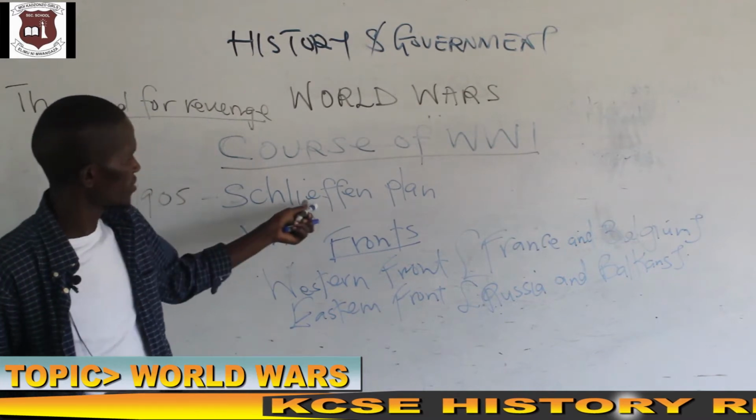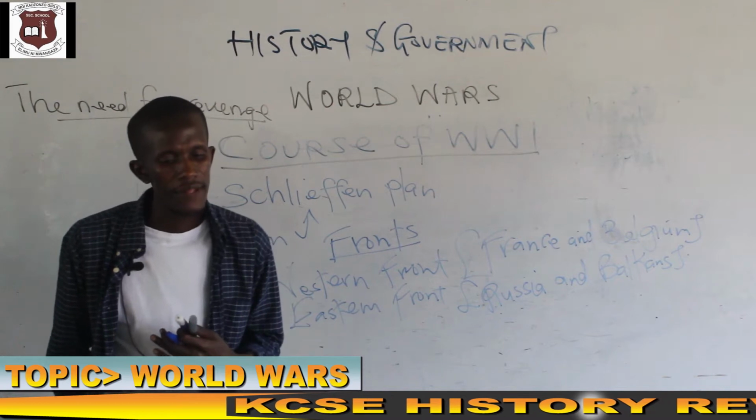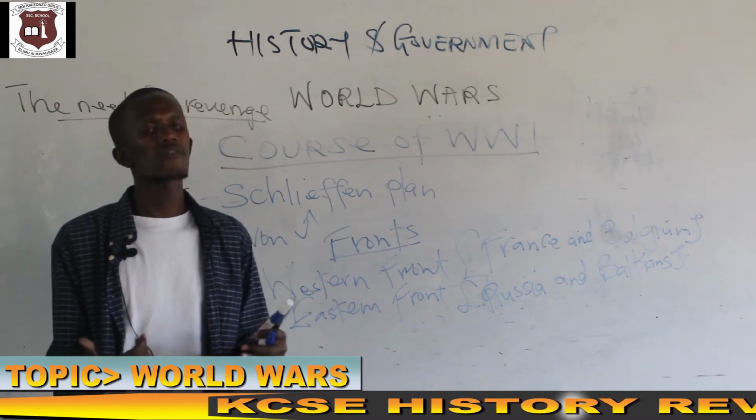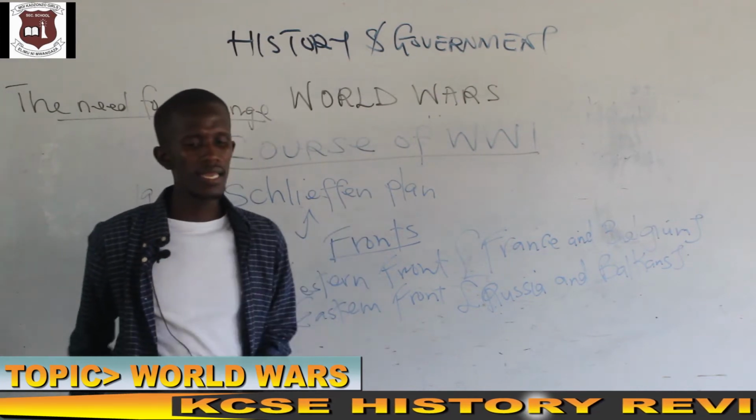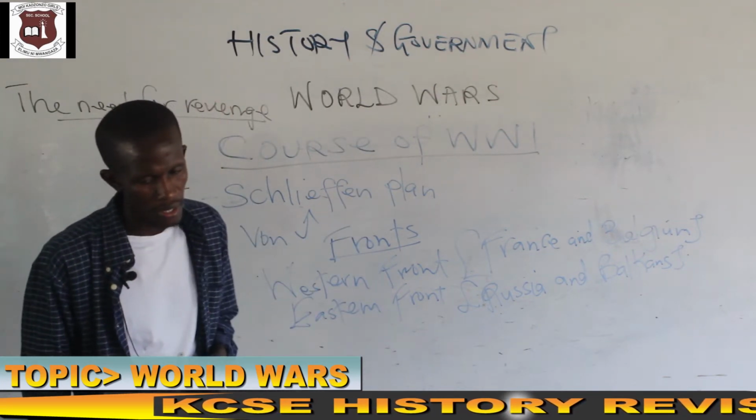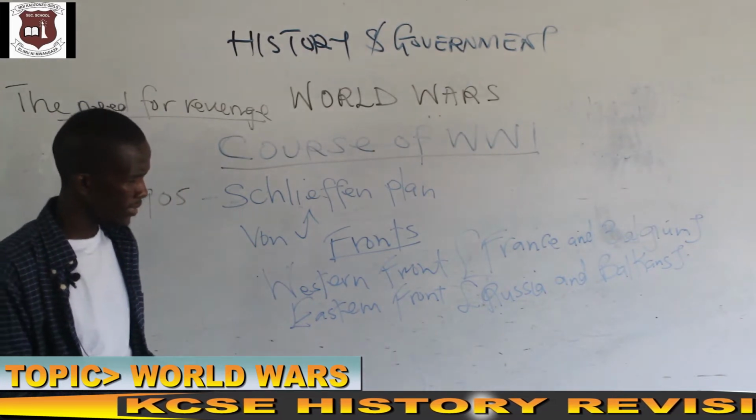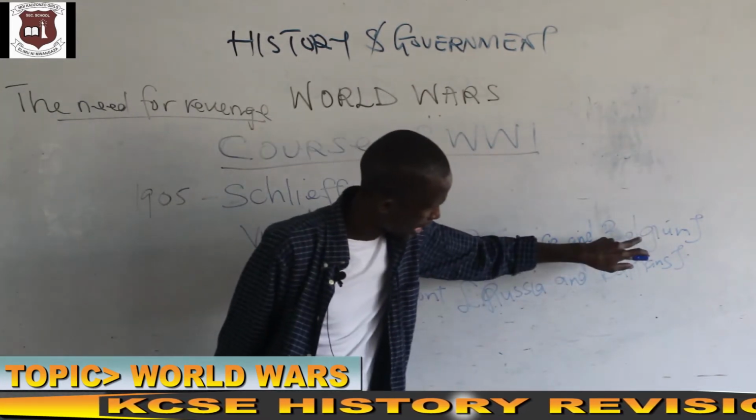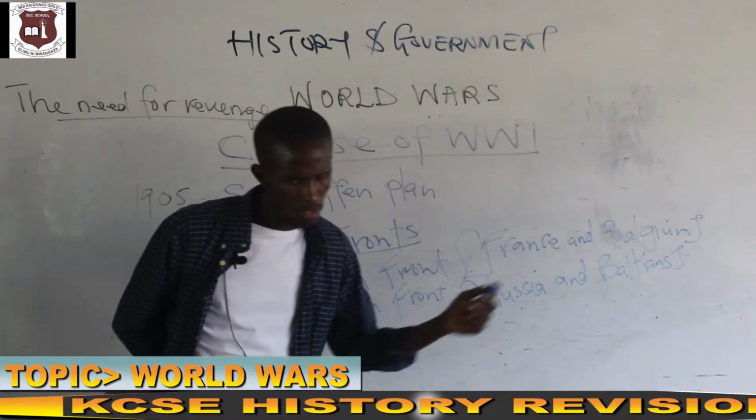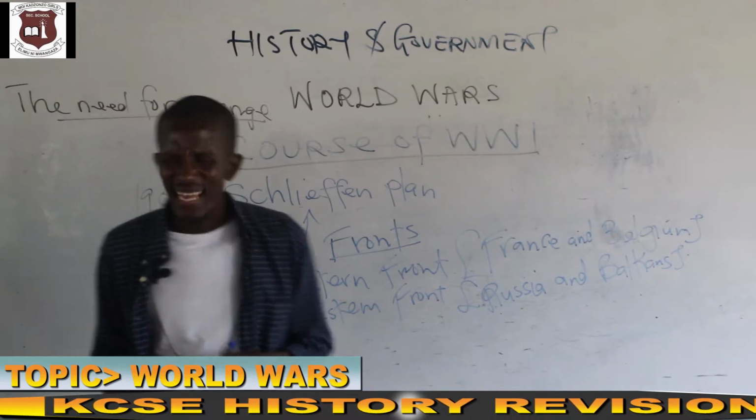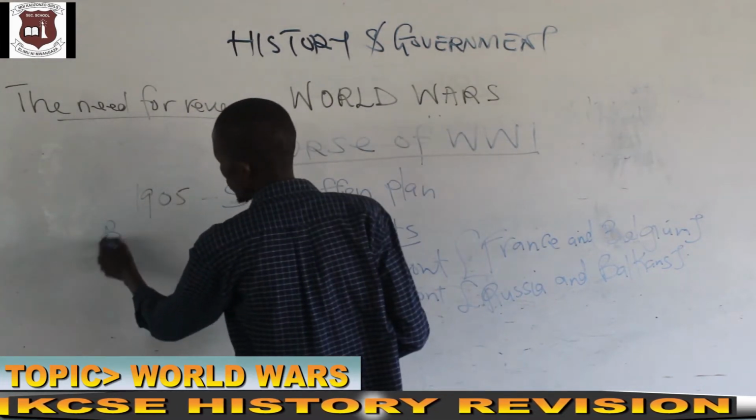So with this plan that the Germans had devised, the Germans were so confident to stage a war. So they ignited a war on the Western Front by attacking Belgium. So that is how it started. They attacked neutral Belgium and Luxembourg. These were neutral territories.